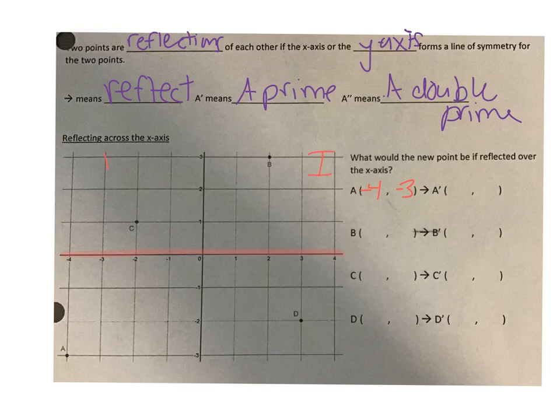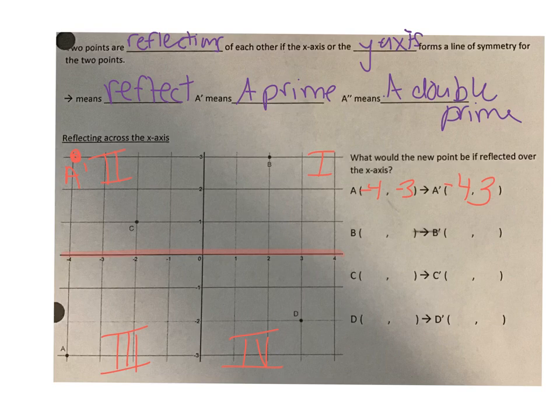Remember 1, 2, 3, and then 4. And if we're reflecting over the x-axis, we're going to be reflecting up into quadrant 2. So it's going to be still -4 on the x, but our y value is going to become 3. So we have A prime up here, and that ordered pair is going to be -4, +3.